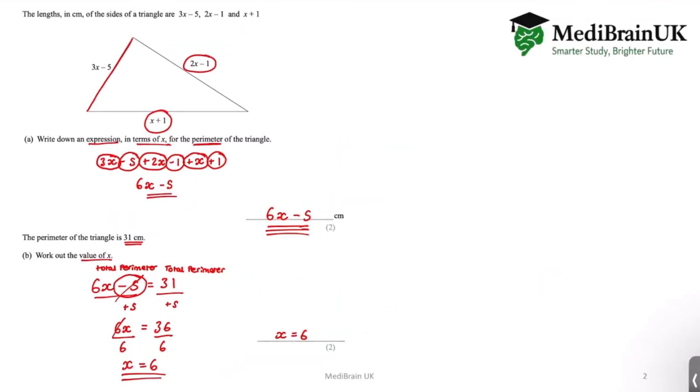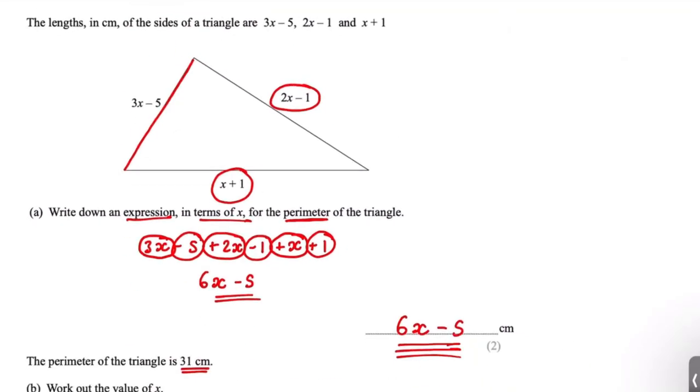Okay, so this is probably a standard question that you could get. The first part of the question is writing an expression in terms of x, and because it's perimeter, you know that to work out perimeter, you add the lengths of all the sides. That's why we've added the lengths of all the sides. If it said area, you know you have to multiply base times height for a rectangle, or base times height divided by 2 for a triangle. So dependent on what the question wants, that's what you're going to do.